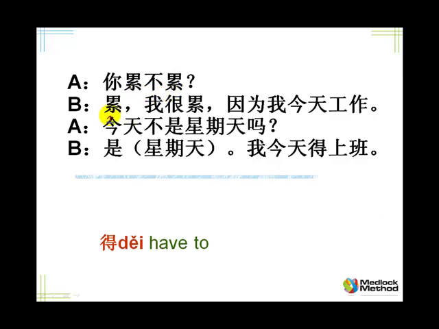Are you tired? And the answer will be 累 or 不累. And here I say yes, 累. And 我很累, very tired. Because, 因为我今天工作, work. Working on Sunday. So here, that's why A says, 今天不是星期天吗? Isn't it Sunday today? Yes, today is Sunday. 我今天得上班, 得, have to.